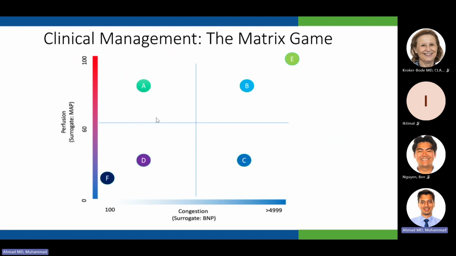So let's figure it out. First thing you do is, is he wet or dry? He's wet, right? So you're over on the right side. So you can ignore A, D, and F. So you're halfway there. And then the second question is, is he well perfused or is he poorly perfused? So is he warm or cold? He's warm. So now you're in this upper box. You can ignore C. So is he B or E?